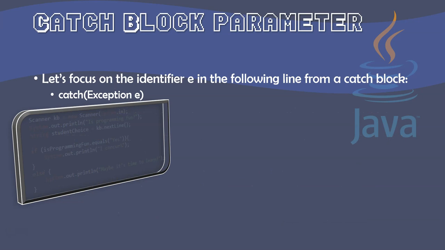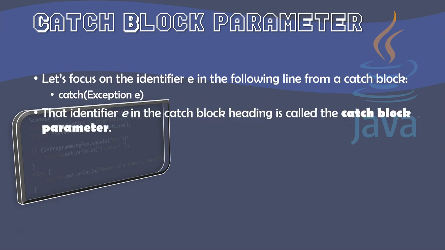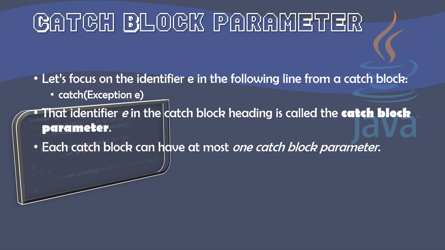Now, with the catch block parameters, if we look at that, we have a little identifier inside of that catch block, exception E. What is E? What does that actually mean? Well, E is simply just a parameter. It's nothing really special. You can have, at most though, one catch block parameter. So no matter what type of exception you have, it's always going to have one parameter.